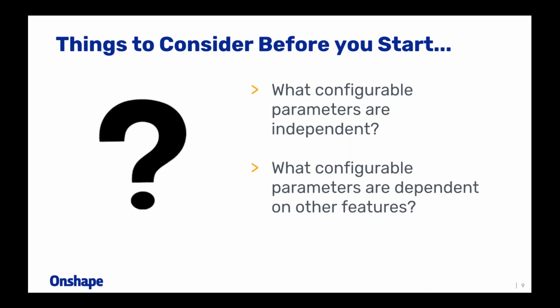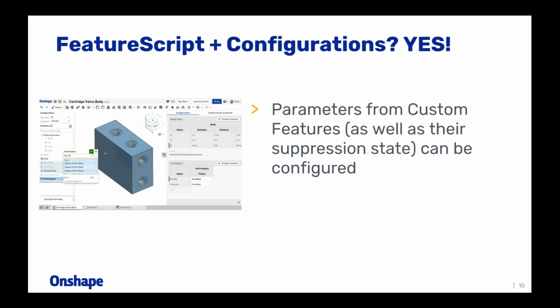So that's the one thing that I would say is a bit different when you're getting started with the configurations. Ask yourself, what configurable parameters are independent from one another and which are related. And oftentimes you'll want to pair those related dependent features together, whereas the independent ones could be separate inputs. All right, so that's a simple intro into configurations in Onshape.